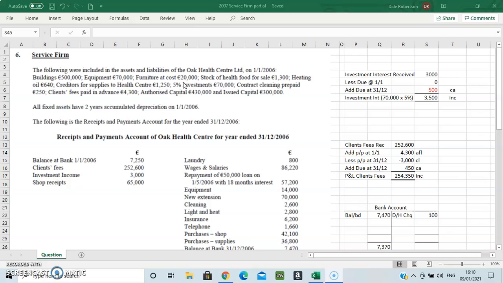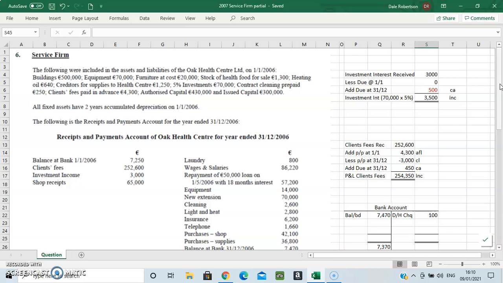The first difference that we see is that there is a percentage on the investment, 5% investment. So we'll have to deal with that. Another small difference is that there is only 2 years depreciation prior to this year instead of 3 that we've seen before. But everything else there is pretty straightforward.